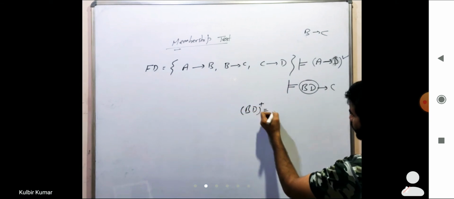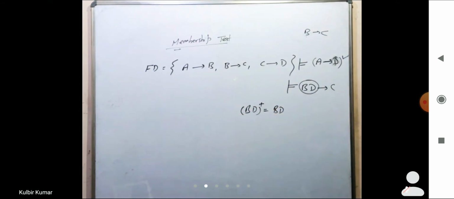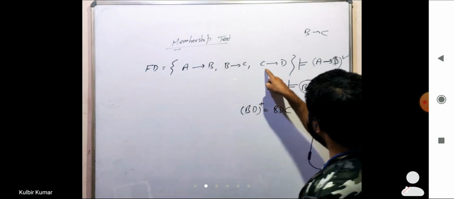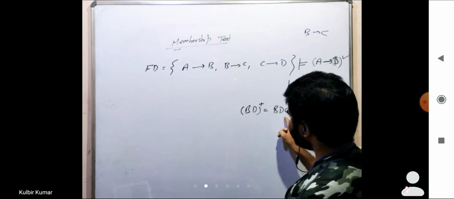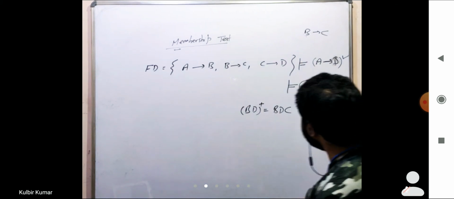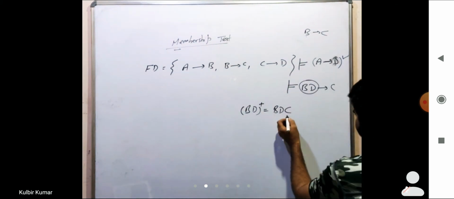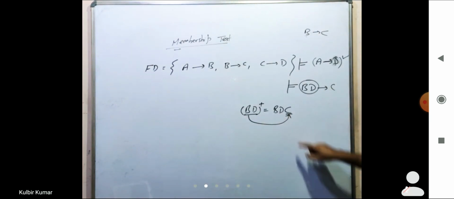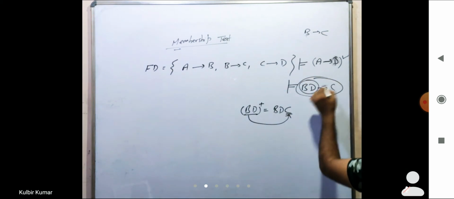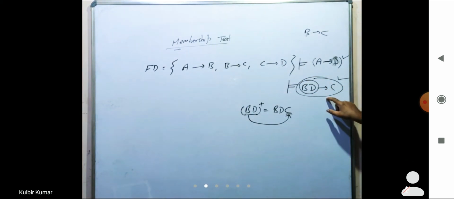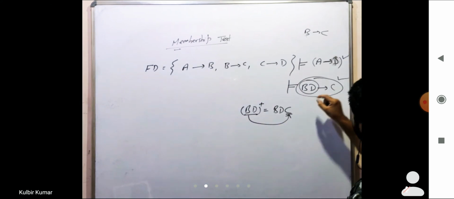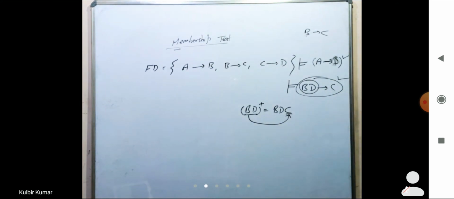If we take the BD closure, it is B and D, and B can derive further C, and C can derive D. Can I derive something else? No, I cannot. So finally, I get C. So BD can derive C. So we can say this functional dependency is implied. With the help of the BD closure, I can derive C.